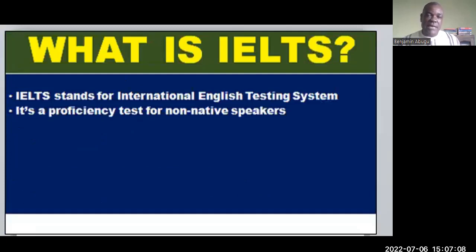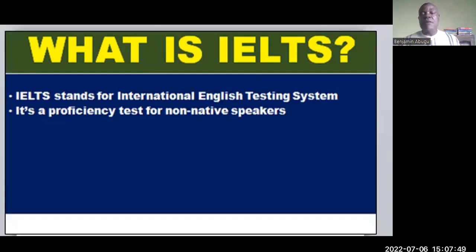What is IELTS? IELTS stands for International English Language Testing System, and it is a proficiency test for non-native speakers. What precisely is proficiency? It is simply how good you are in the use of English. Who are the non-native speakers? Non-native speakers are people from all countries where English is not spoken as the first language. Native speakers can be found in UK, US, Canada, Australia, New Zealand, and a few other countries.